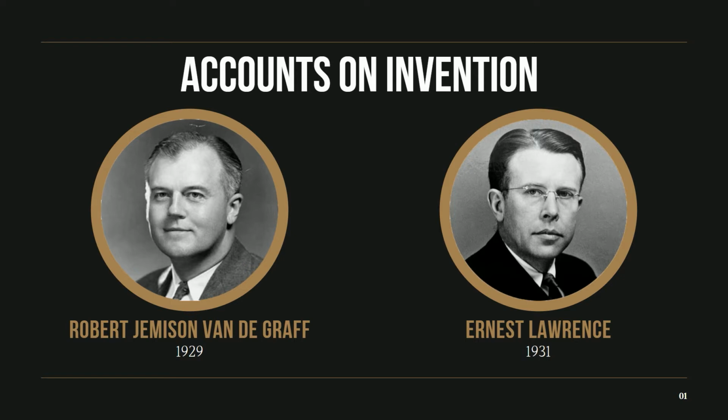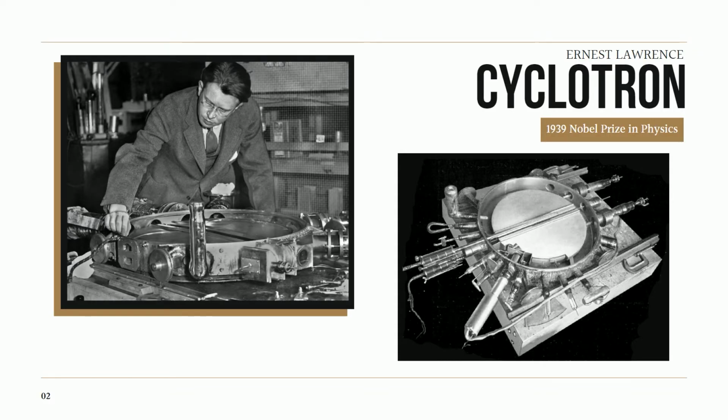Another account is that in the year 1931, a physicist by the name of Ernest Lawrence was inspired by the ideas of Norwegian engineer Rolf Wideroe and created the first circular particle accelerator. In any case, both physicists are acknowledged for their contribution to the development of the machine. Ernest Lawrence in particular was awarded the Nobel Prize in the year 1939 for his invention of the particle accelerator, which was then called cyclotron.